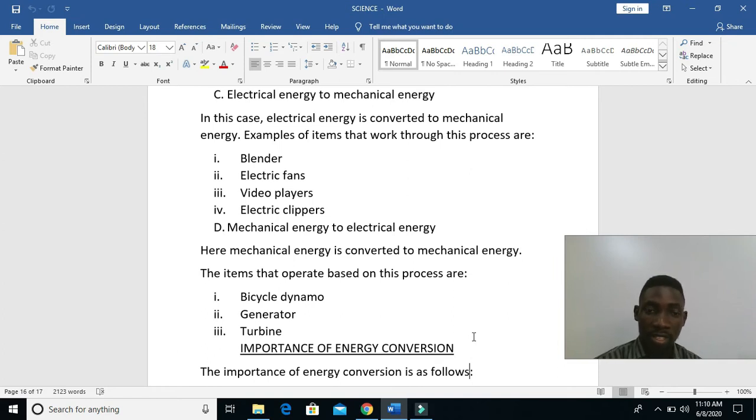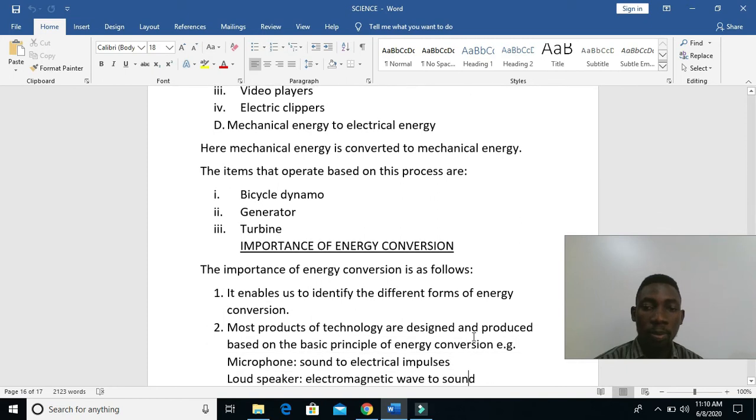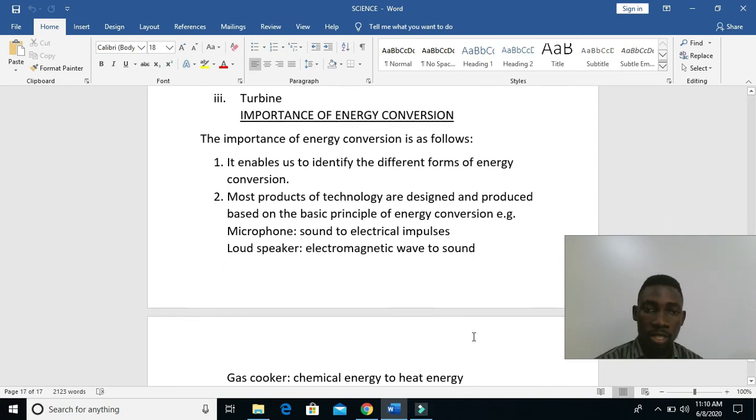That's mechanical energy, and this actually brings about generation of electricity. That's the electrical energy. All right, that is about conversion from mechanical energy to electrical energy. And the last part of the topic is the importance of energy conversion. This energy conversion, we'll be talking about how important it is to humanity.